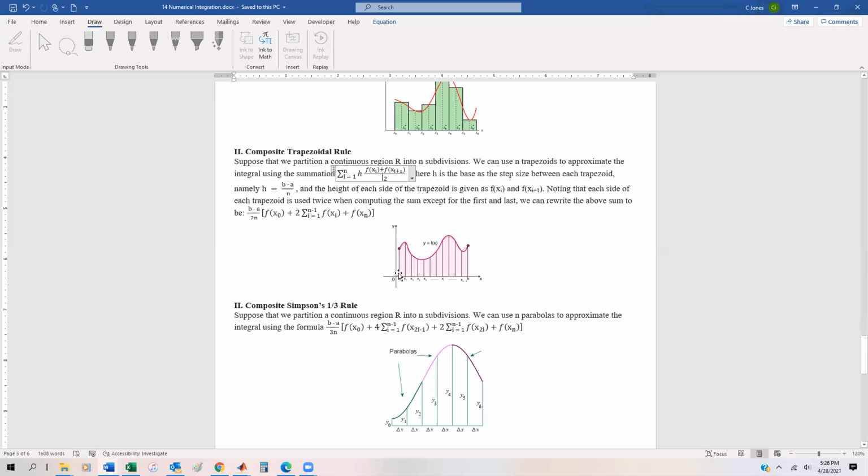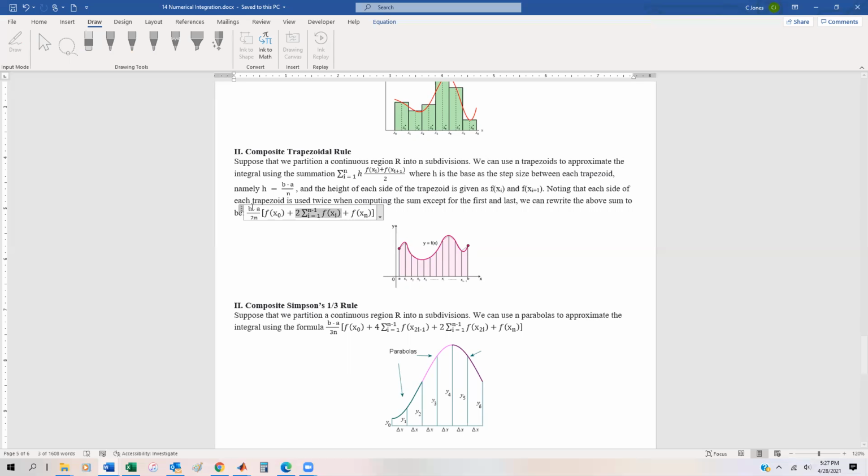I want you to notice that in each of these trapezoids, the interior trapezoid sides are being used twice. For instance, this trapezoid uses x1 once, and then the next trapezoid uses x1 as well. And then the same with x2, x3. So all of the interior sides are being used twice, so we can just double each of those. And then the left end and the right end are only being used once.